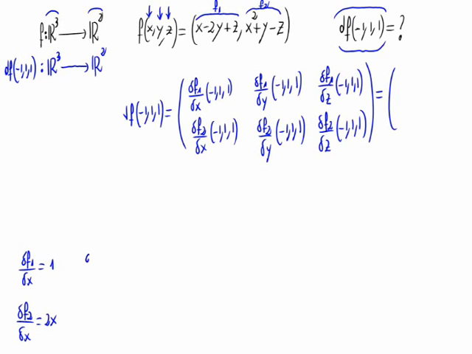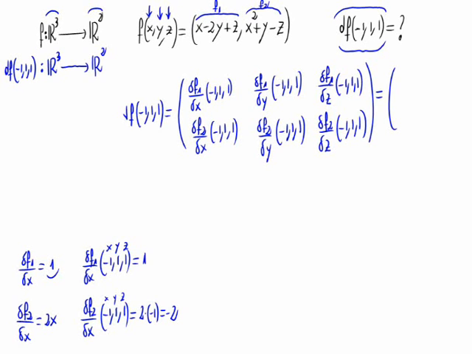Substituting both in minus 1, 1, 1, this is x, this is y, and this is z. As everything's constant here, this is just 1, and on the second derivative it would be 2 times minus 1, that's minus 2. Let's write them both in the matrix, 1 and minus 2.